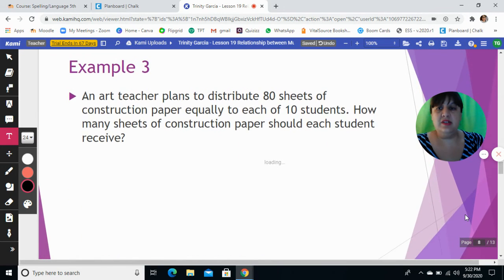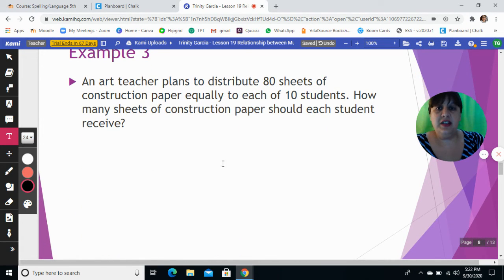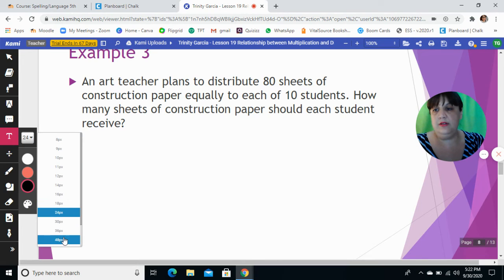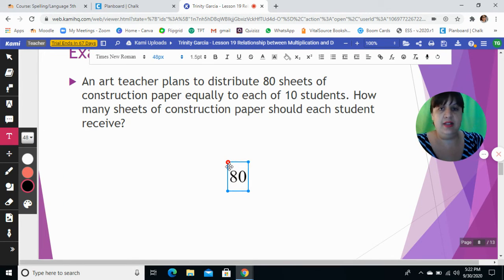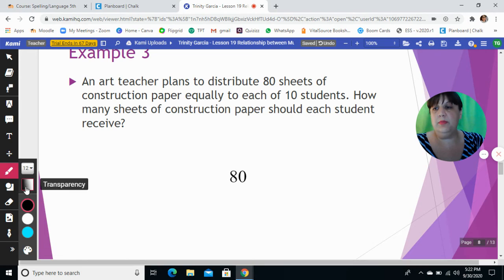Let's try one more together. An art teacher plans to distribute 80 sheets of construction paper equally to each of 10 students. How many sheets of construction paper should each student receive? Let me make this a little bit bigger. Here we go. So we know we need an 80, right? Because that's how many sheets of paper we have. And then we're going to draw our box.